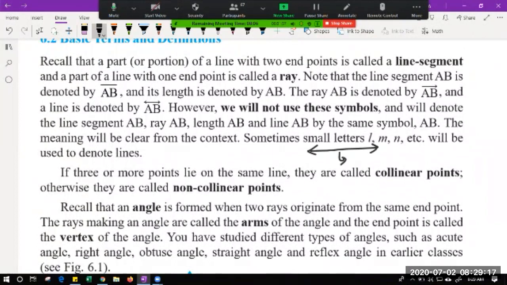I've explained over there. When you take a portion of a line, it becomes a line segment, like this. It has two endpoints. What is a ray? A ray has only one endpoint and one arrow. This is a ray, this is a line, and this is a line segment.